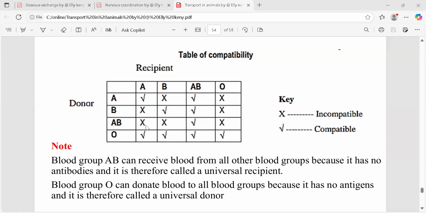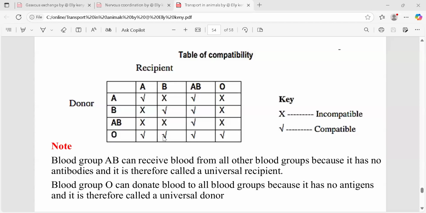AB cannot give A. AB cannot give B, then AB can give AB, and then AB cannot give O. So if we remember which antibodies are produced by A, remember AB doesn't produce any antibodies. You remember that. So you shall understand why they don't give them. Then O can give anyone. Like you see, all of it is ticked.